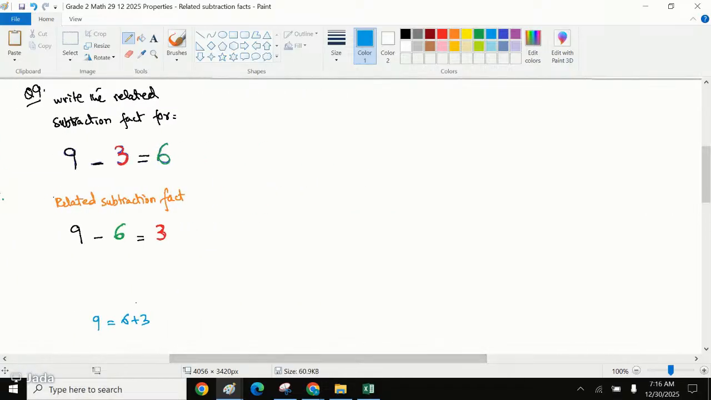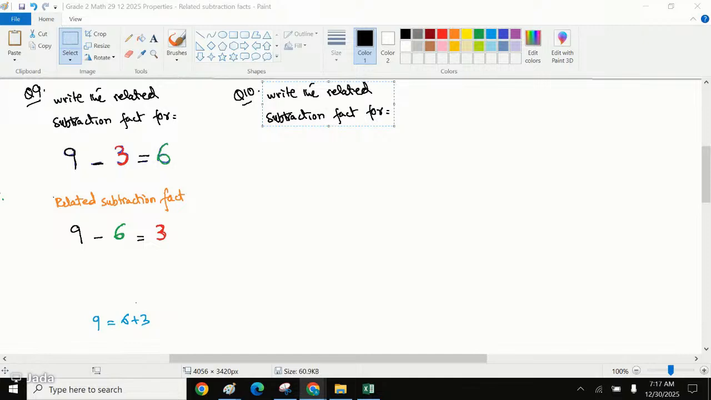The next question we have is they're asking us, write the related subtraction fact for, let's look at the question we have. 20 minus 11 is equals to 9. Okay. 20 minus 11 is equals to 9. And that is a fact, right? Fact is something that cannot be changed. 20 minus 11 is equals to 9. So the related, can anyone give me the related subtraction fact?